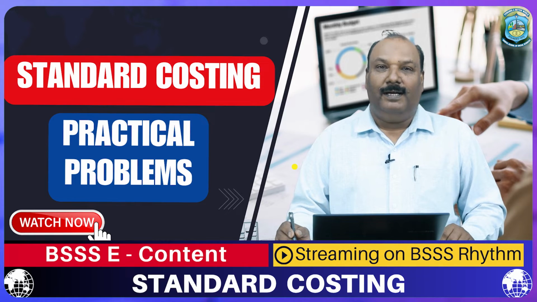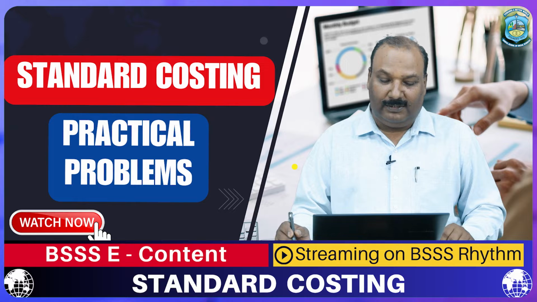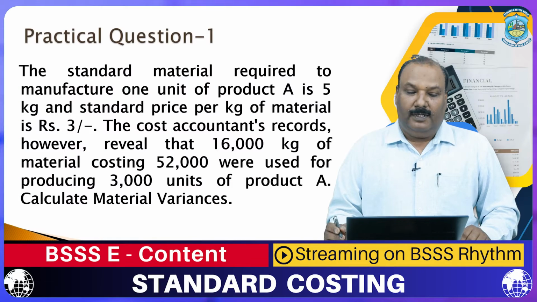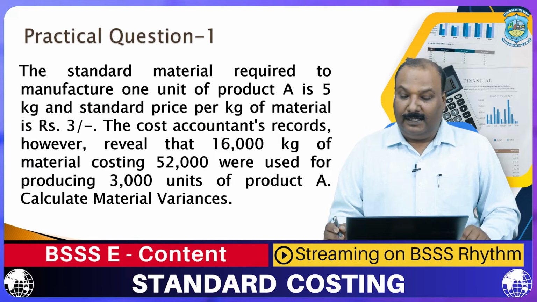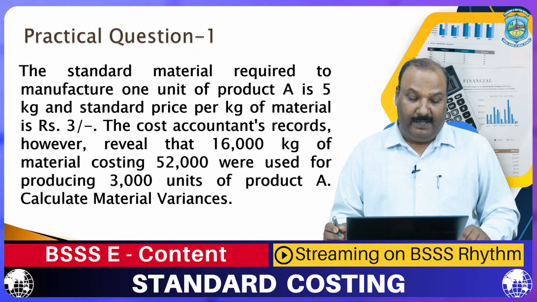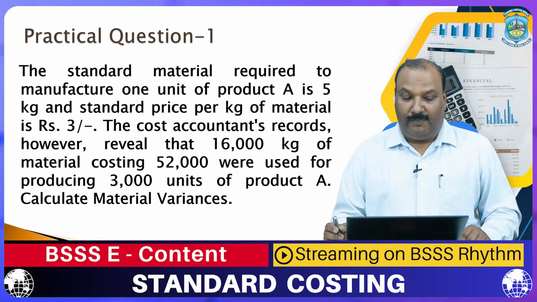Dear students, today I am going to discuss in this module standard costing practical problems. Here is practical question 1. The standard material required to manufacture 1 unit of product A is 5 kg and standard price per kg of material is rupees 3. The cost accountant's records, however, reveal that 16,000 kilograms of material costing 52,000 were used for producing 3,000 units of product A. Calculate material variance.